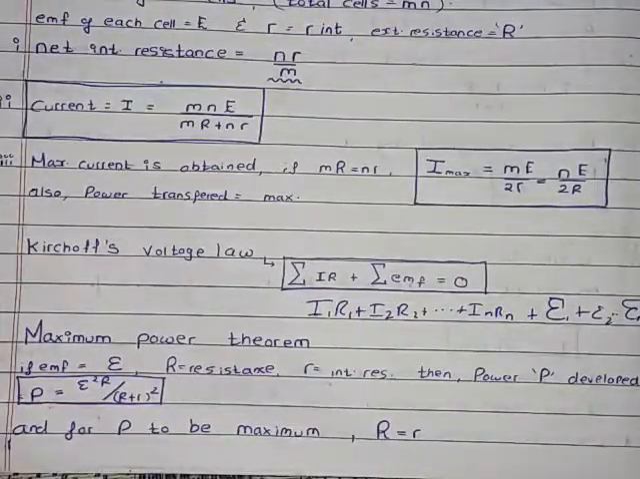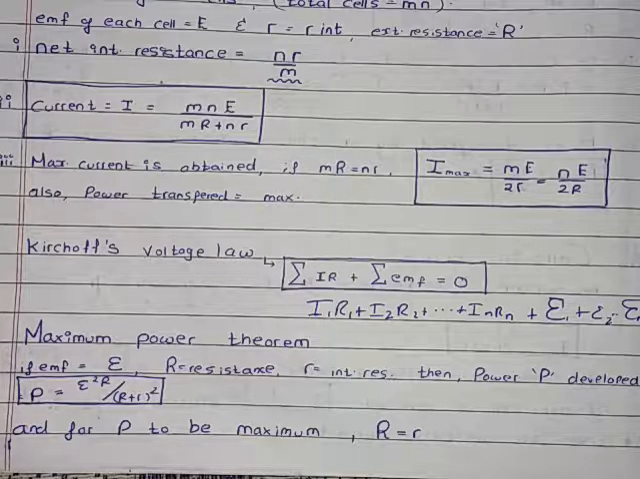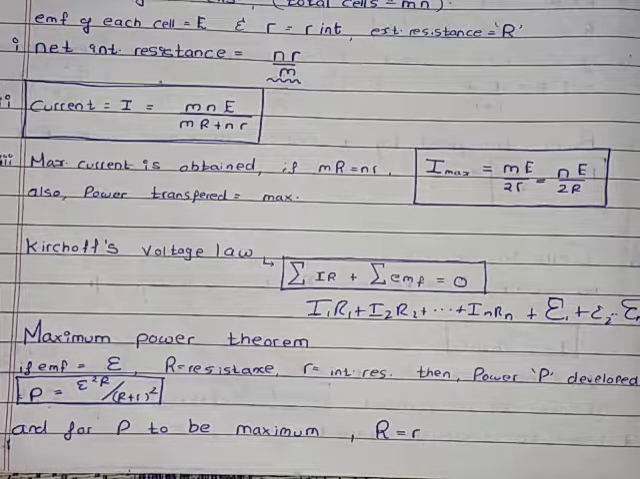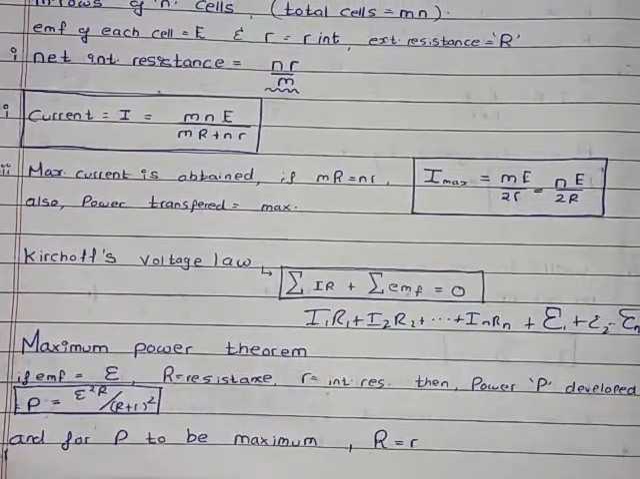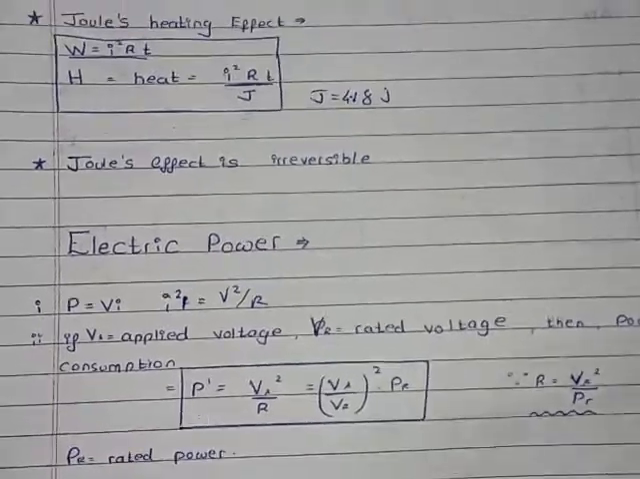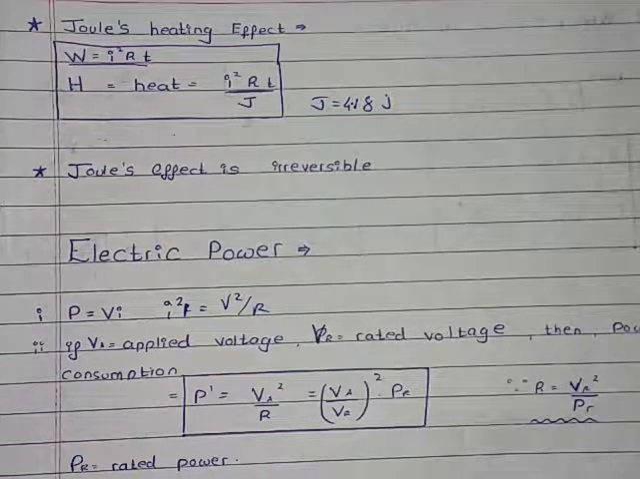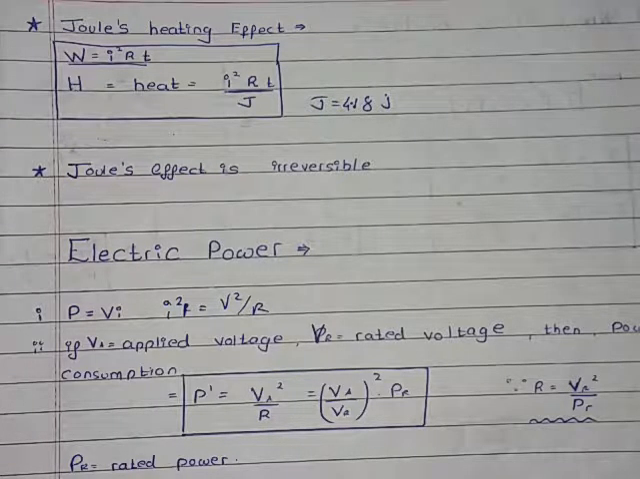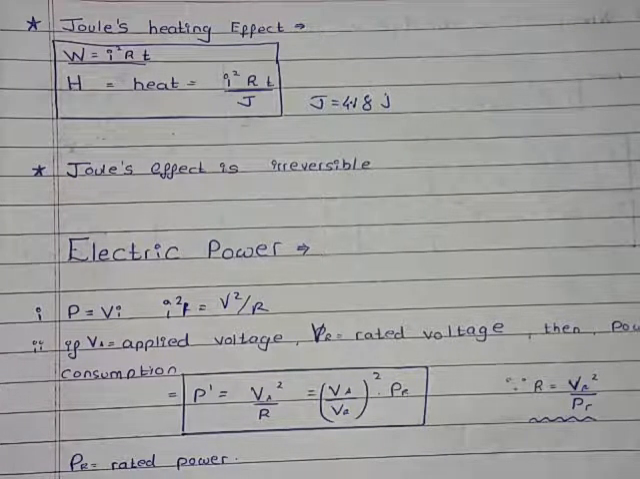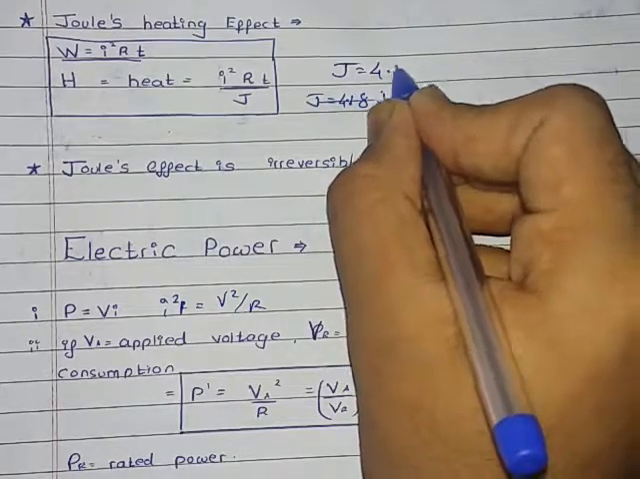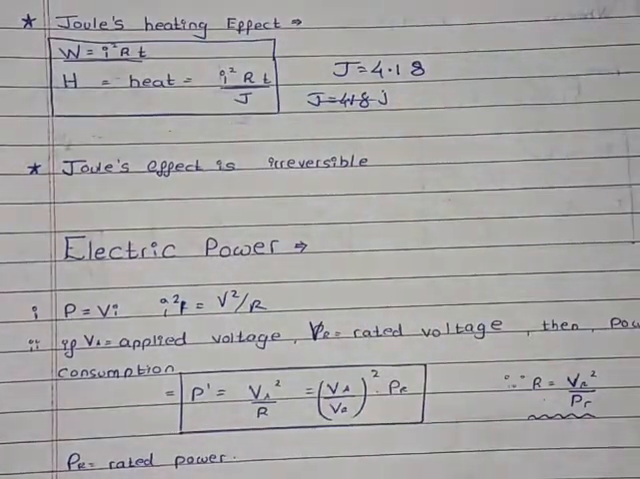Maximum power theorem: power equals electromotive force square into R upon R plus r the whole square, as I just told right behind. And for power to be maximum, I told it right now. Now Joule's heating effect: work equals I square RT, and heat H is I square RT upon J, where J is 4.18, J is the value.